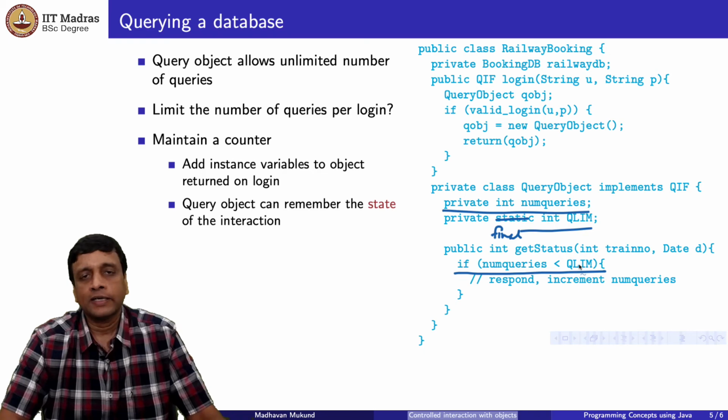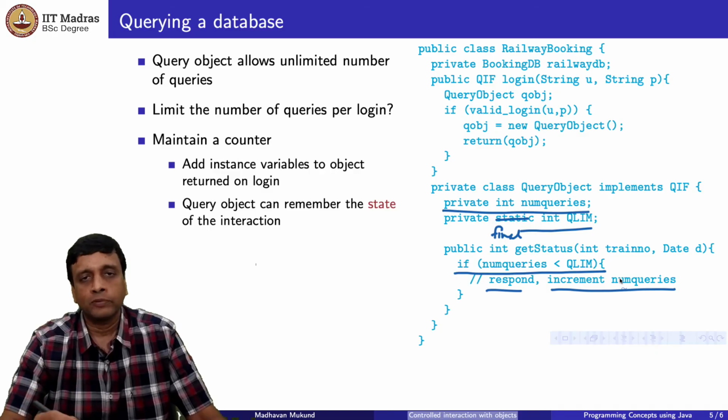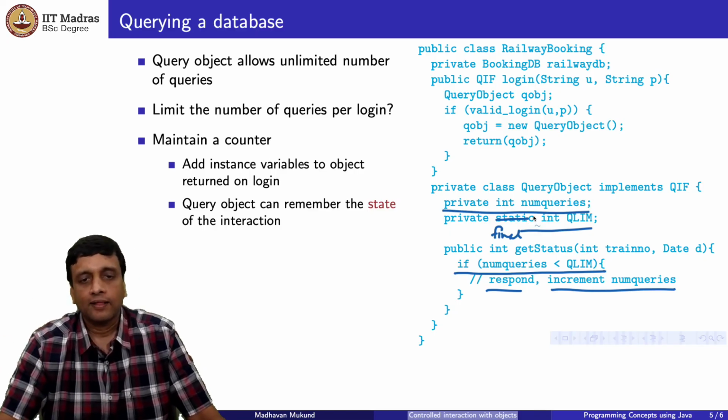Okay? If it does not exceed the query limit, then you respond to the query, but you increment. So over time, the number of queries that you make on an object will keep incrementing this internal counter, and once the internal counter reaches the limit, then it will stop responding. Right? So this guarantees that this object cannot be misused by somebody else.